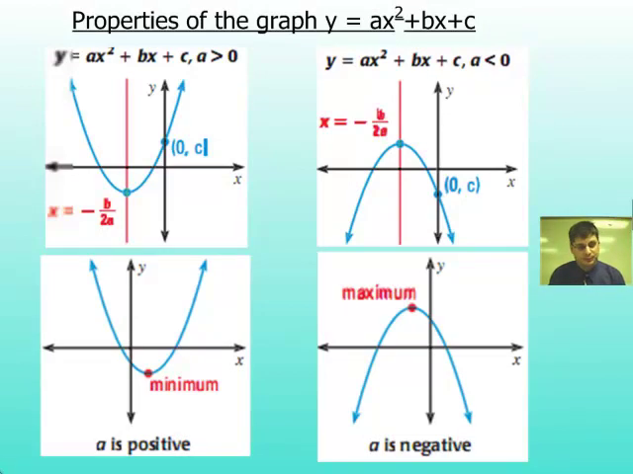So basically, there are several properties based off the parabola and based off the quadratic equation in standard form. Remember, this ax squared plus bx plus c is standard form.